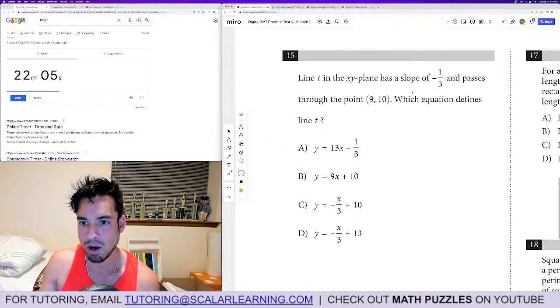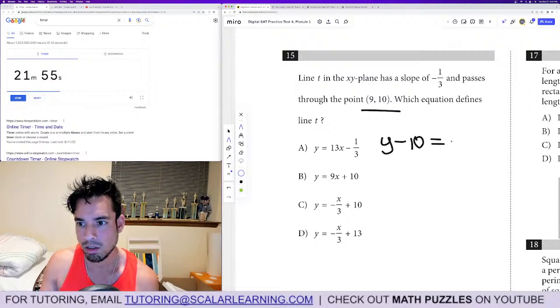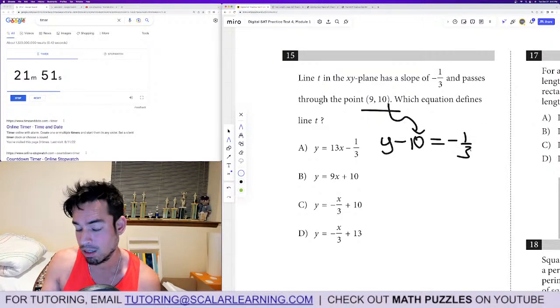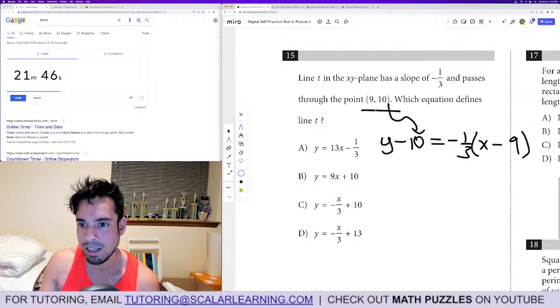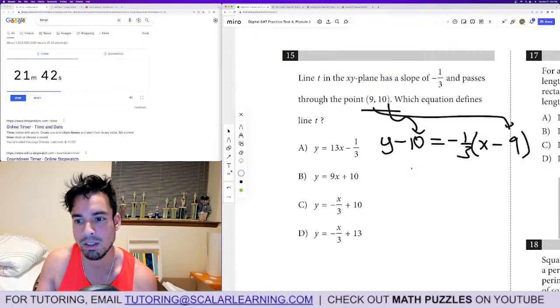Line T in the xy-plane has a slope of negative 1/3 and passes through 9, 10. Okay. I'm going to use point-slope here. So y minus 10 equals the slope, negative 1/3. By the way, just choose the y value from any coordinate. That's the one they gave us. So whatevs. x minus 9, the x value of that same coordinate. So this is my equation. Obviously, they have it in slope-intercept form.